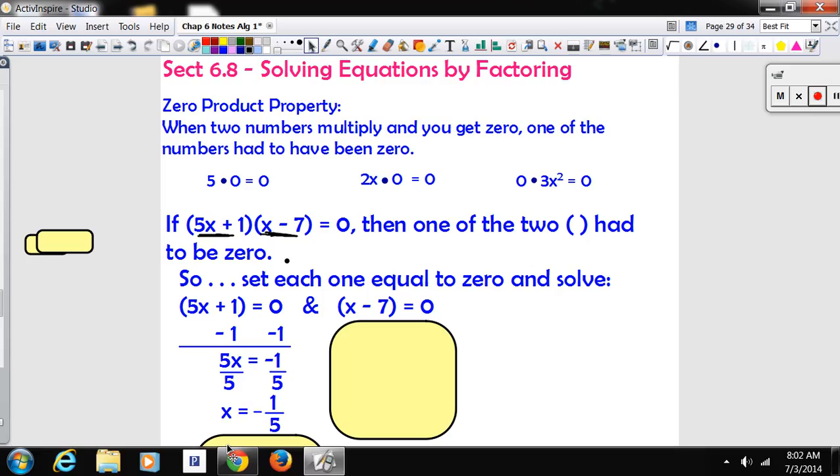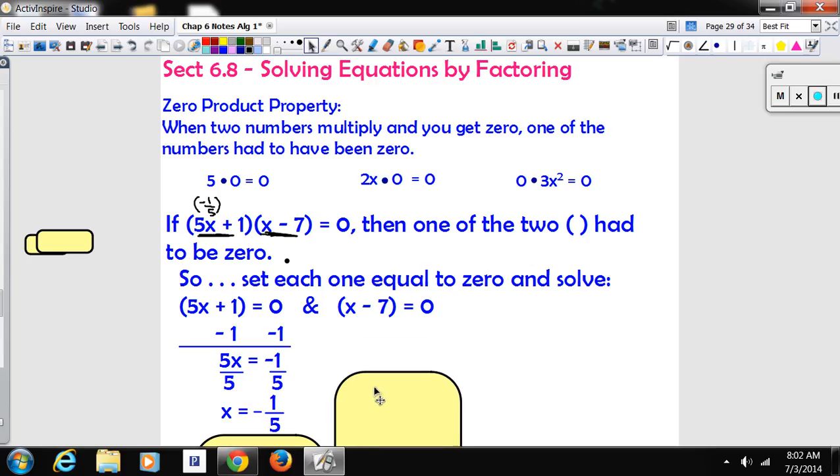So setting this first one equal to 0, you would see that x is negative 1/5. If I put negative 1/5 in for x into this problem right here, that's going to make this parenthesis come out as a 0. You're going to get 0 times some fraction, but when you multiply by 0, you're going to get 0. So one answer is negative 1/5.